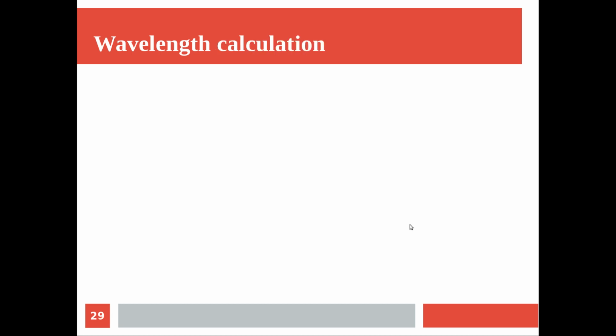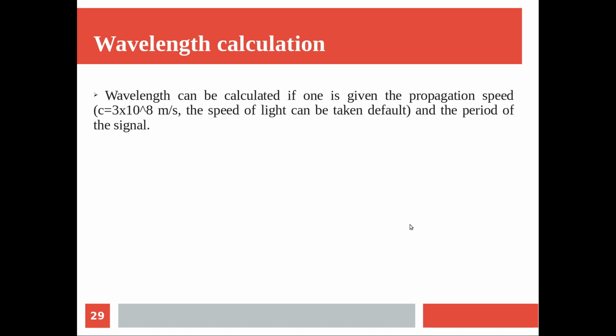And how can we calculate wavelength? Wavelength can be calculated if one is given the propagation speed and period of the signal. Okay, and you know the formula, velocity equals distance by time. So distance is velocity into time, right? So given the speed or the velocity of the particular wave and the period of the wave, we can calculate the wavelength by simply multiplying them, right?